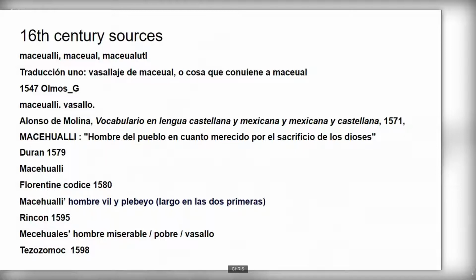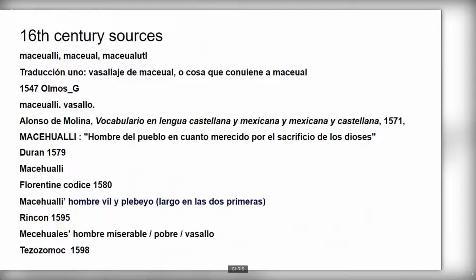Now, in the 16th century, we have records of the term Masewali. And as we're going to see, most often it was never translated as indigenous person. For example, the oldest reference I have found, from 1547, has Masewali simply translated as a vassal, right? Molina, vassal, 1579.